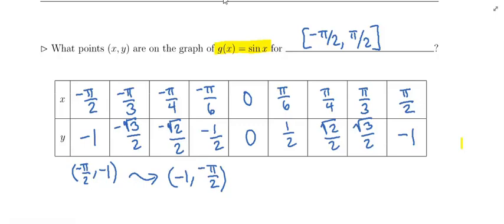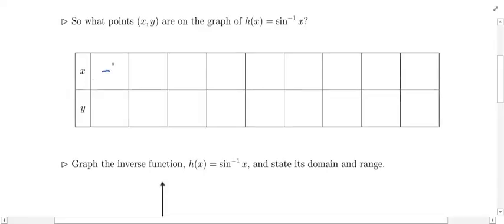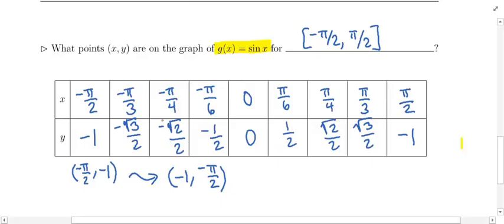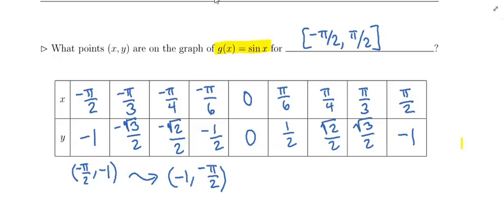Okay, so when I go to my table, I'm going to flip this point to be negative 1, negative pi over 2. Okay, so now I'm going to fill in this chart simply by flip-flopping the x and y pairs from this table at the bottom of page 2.